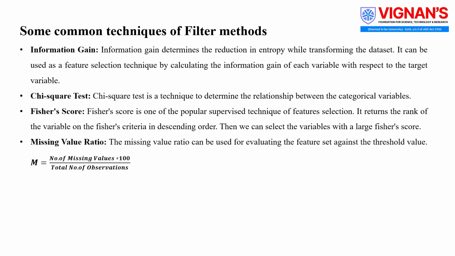Finally, we have the missing value ratio. This simply looks at how many missing values a feature has. If the percentage of missing values is too high, the feature may not be reliable and can be removed. The formula is missing value ratio equals the number of missing values times 100 divided by the total number of observations. Now let's talk about the chi-square test used in feature selection.